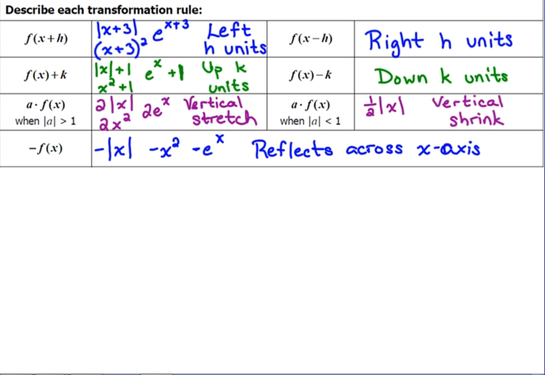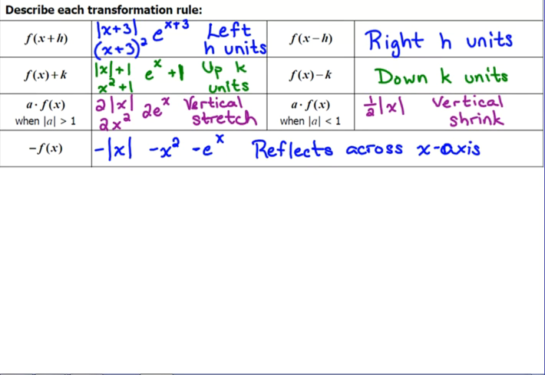Most of the time, like with these three functions, originally, they were all positive. The absolute value of x, all the y values are positive. X squared, all the y values are positive. E to the x, all the y values are positive. So when you put that negative in front of it, it makes all those y values negative, so it's below the x-axis instead of above.